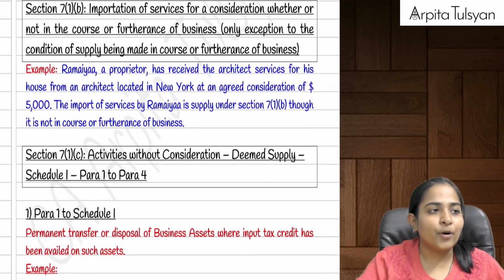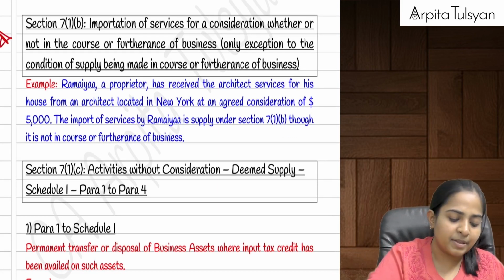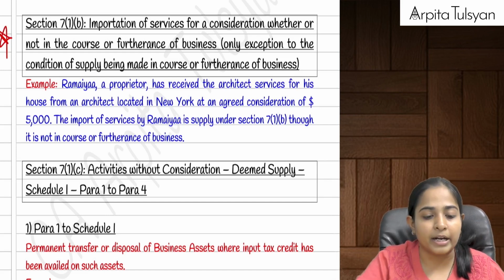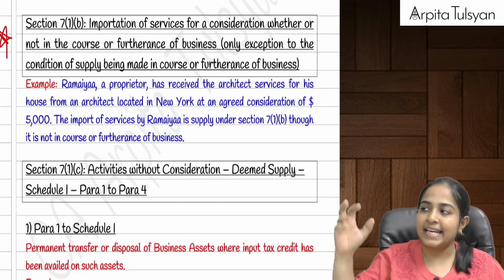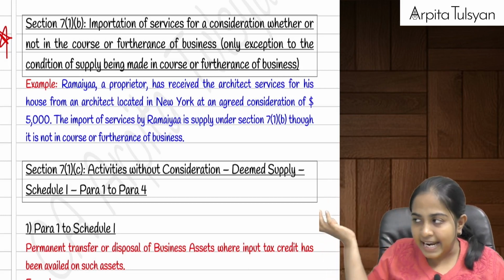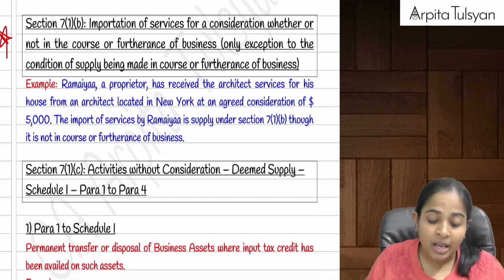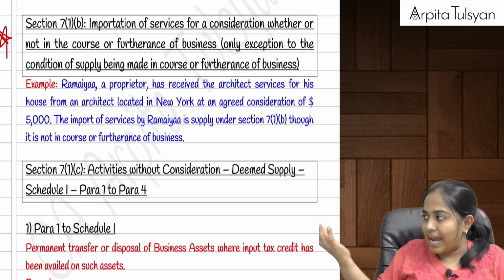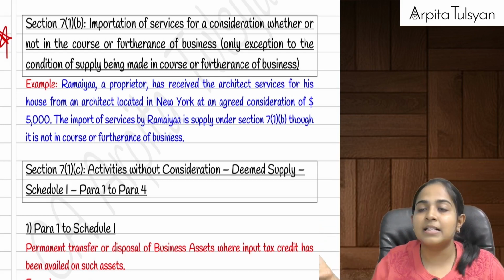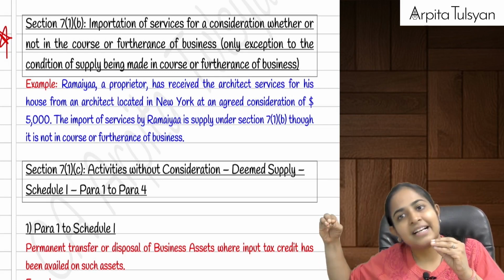Yes. Then going on to the next section, section number 7 1B, important. This is one of the exceptional points. Section 7 1B says that if you are importing any services, importing means we are taking any services from a place outside India, outside our taxable territory, where we have paid the consideration. Let's say I am taking some IT services, or some architect services, from a place outside India, for which I am paying the consideration also.